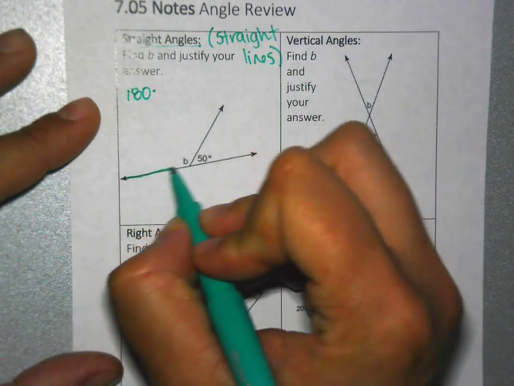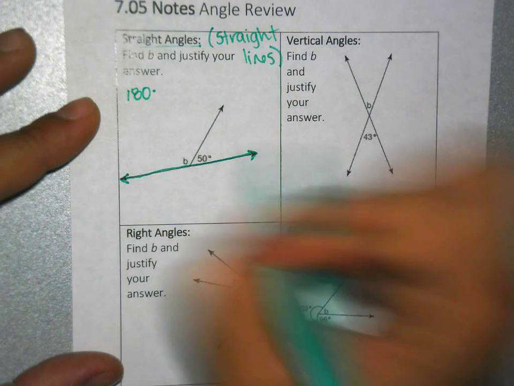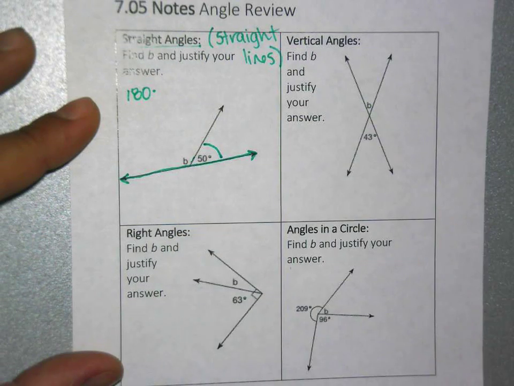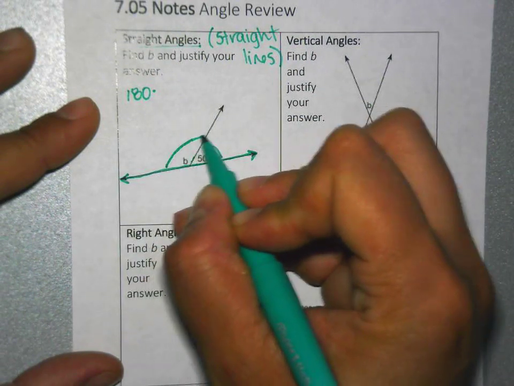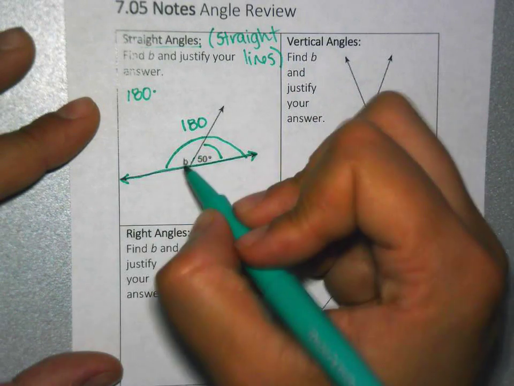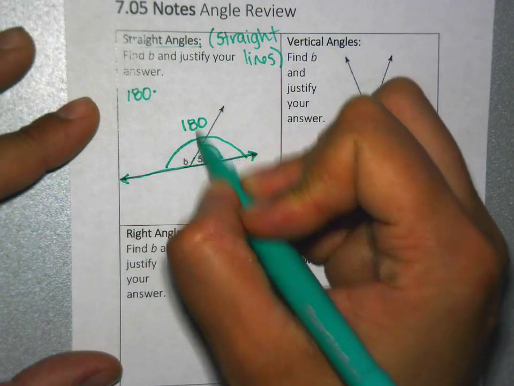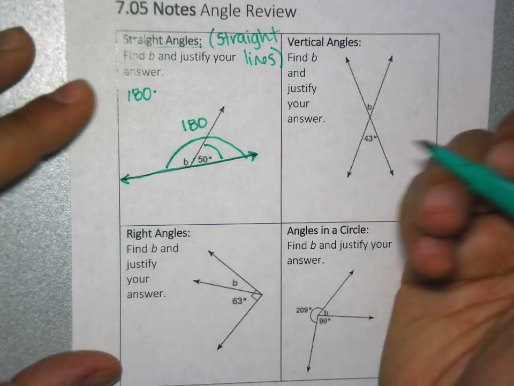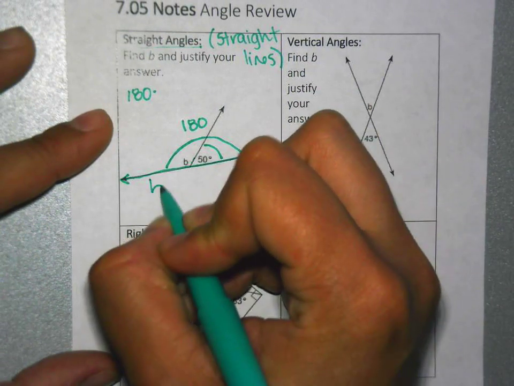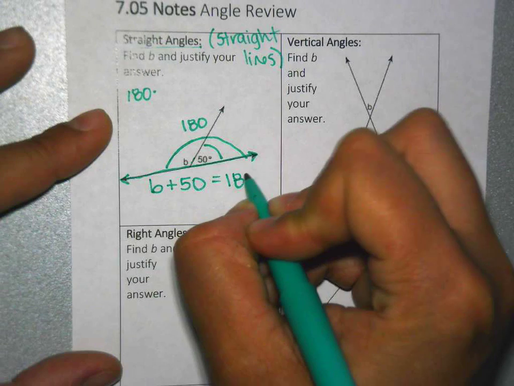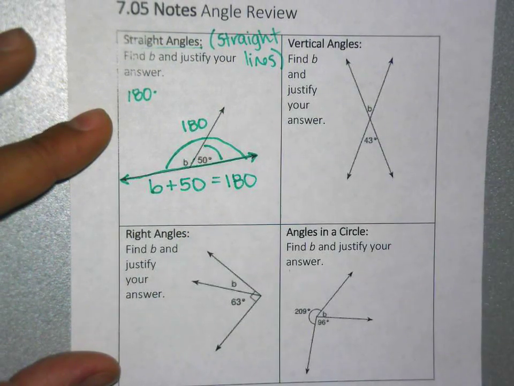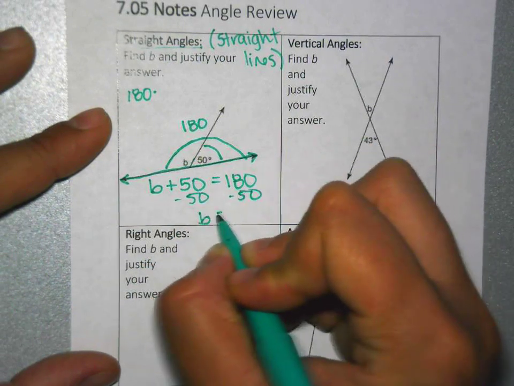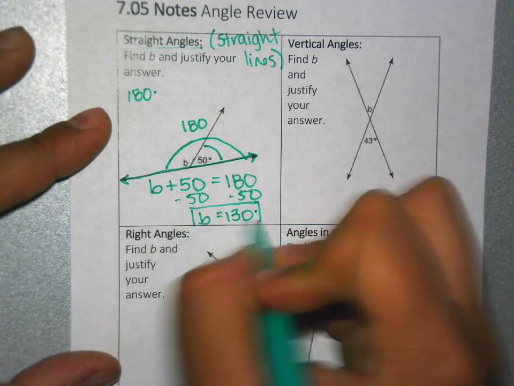So if this is a straight line, which it definitely looks like it is, and this angle that's being created by this ray is 50 degrees, and the entire angle has to be 180, then I can find the value of B by subtracting 180, which is the total, minus 50. Another way of thinking about this is angle B plus 50 is 180. If you subtracted 50 from both sides, you would see that B therefore has to equal 130 degrees.